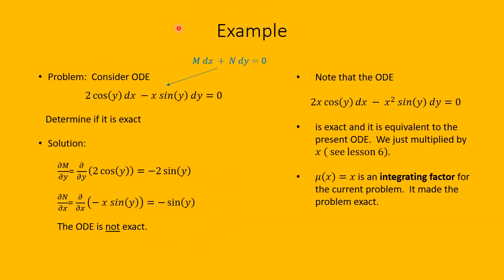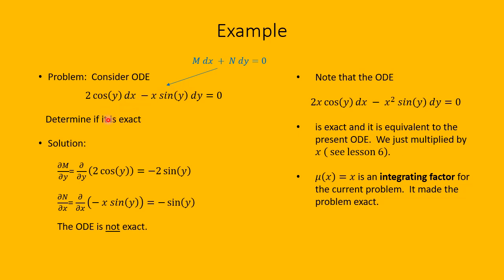As an example of using an integrating factor, let's look at this problem. Let's consider the ordinary differential equation 2 cos y dx - x sin y dy = 0. This is of the form M dx + N dy = 0, where M and N are functions of perhaps x and y.